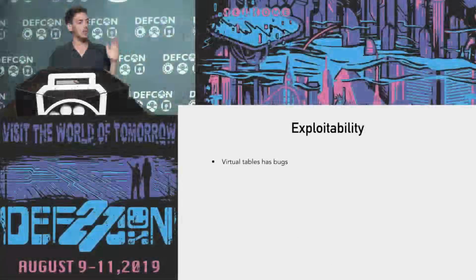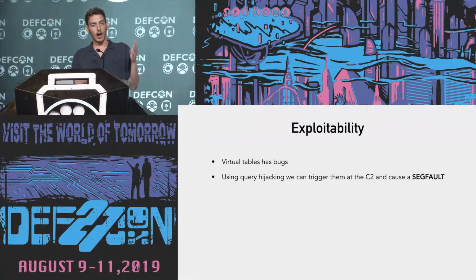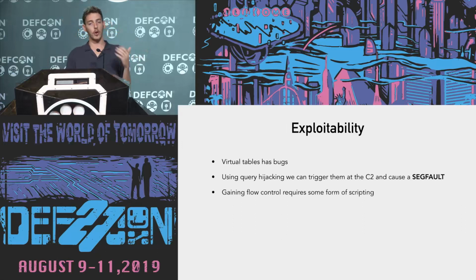So let's go back to exploitability for a second. We realize that virtual tables do have bugs, right? And using our method of query hijacking, we can actually trigger them at the C2 and cause it to segfault. But gaining flow control requires some form of scripting, right? Because segfaulting is not enough. We want to write a complete exploit.